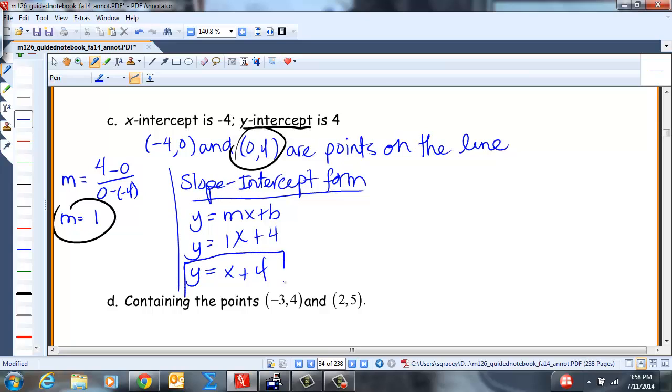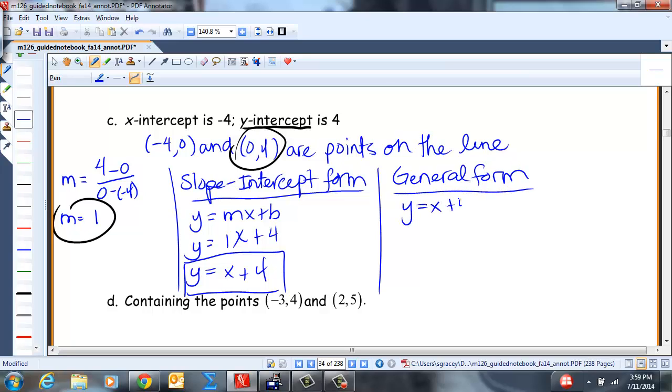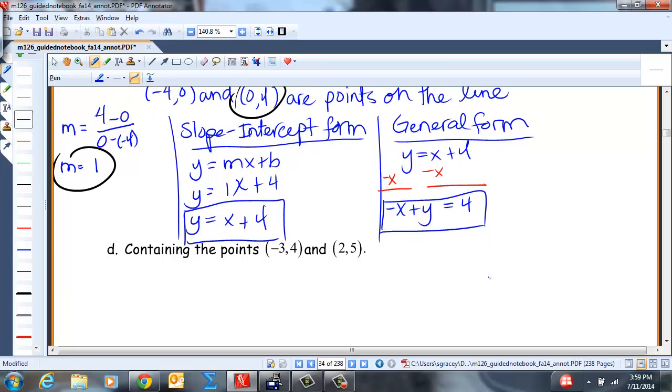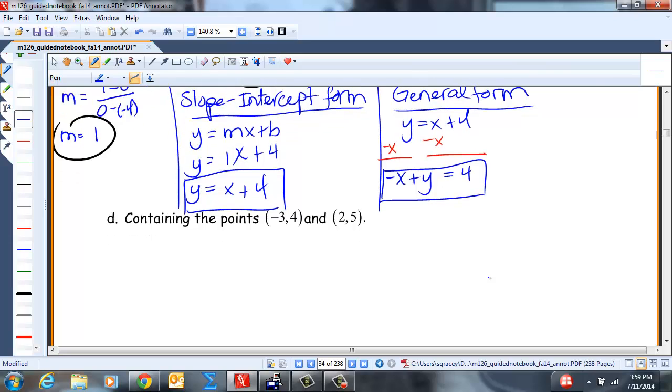That is slope-intercept form. And then going over to generate our general form, take y equal to x plus 4, subtract x from both sides, and we'll have -x plus y is equal to 4, and that's our general form. All right, moving right along.